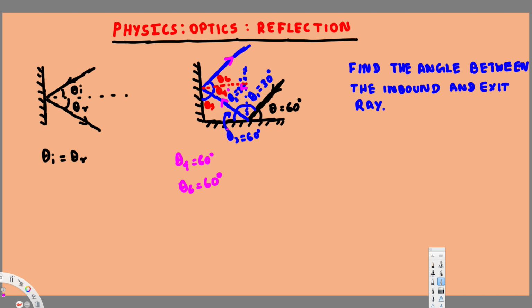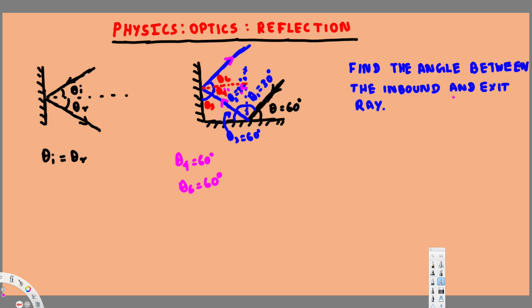Now, the angle we need is all this angle in between. If you add them together, 30 plus 30 is 60, 60 plus 60 is 120, 120 plus 60 gives us 180. So the total angle is 180 degrees. And you can also see that if it's 180 degrees, it means this is parallel to this one.